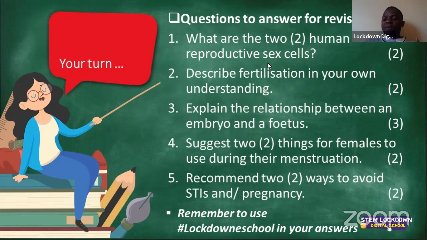Now, we want you to please remember, as you are responding on the social media platforms, ladies and gentlemen, please kindly hashtag lockdown eSchool in all your answers. So for your answer for number 1, you will say, what are the 2 reproductive sex cells? When you give an answer, you say full stop, then you hashtag lockdown eSchool so that we can follow and keep the communications going and we can assist each other. Remember, the element that we want to create here is interactive and collaborative learning. So the more we hashtag, the easier it is for us to trace different variations of answers.